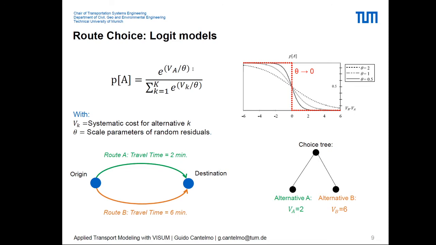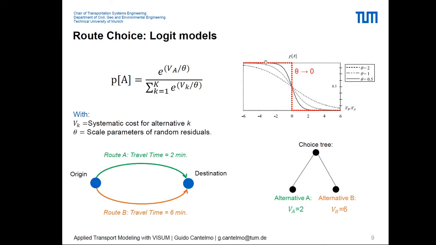Now, if theta is equal to 0, this model becomes deterministic, which means everybody is going to take the alternative that is the most convenient. It doesn't matter if the difference between route A and route B is 1 minute, 1 second or 300 hours. As long as alternative A is more convenient, people will just take alternative A. By increasing the value of theta, we can increase the stochasticity of the problem.